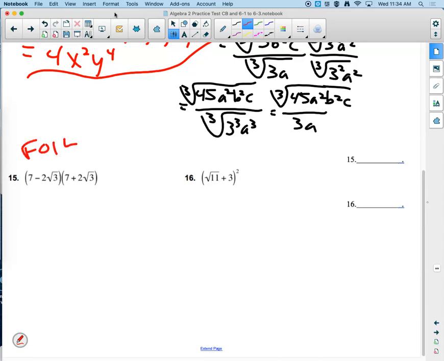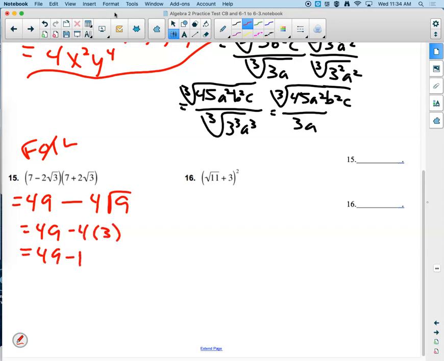So yes, we normally do FOIL, but we know outside times outside and inside times inside are going to cancel each other out. So we can shorten up our work here. So 49 minus, because we have a negative 2 square roots of 3 times a positive 2 square roots of 3. 2 times 2 is 4. Square root of 3 times square root of 3. Square root of 9. But there's definitely something we can simplify there. What is it? Yeah, the square root of 9 is 3. So we get 49 minus 12, which is 37.